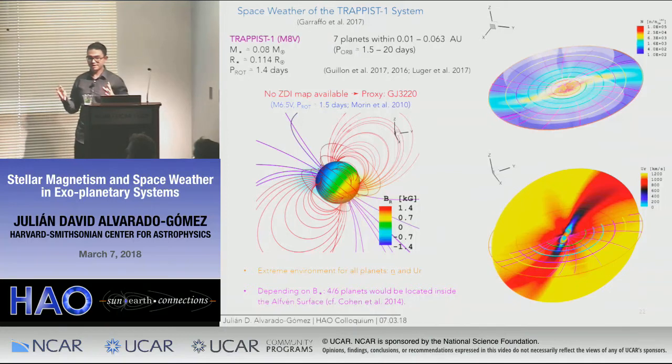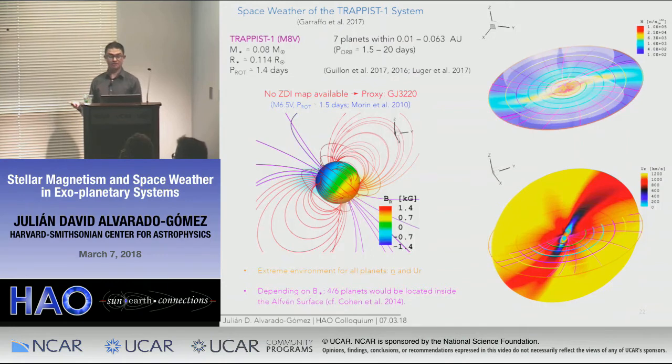So we're thinking that maybe all the M-dwarfs are going to have this very same problem. This is something that was discussed by Ofer Cohen in his paper in 2014. So this is just something to think about for the habitability of M-dwarfs.